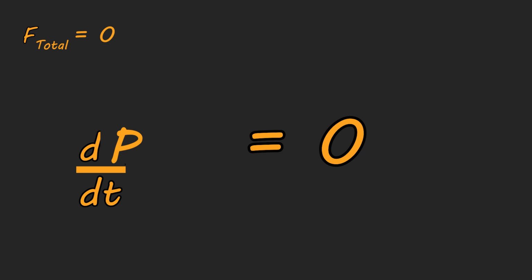Perfect. Now this formula is saying that the time derivative of momentum is equal to 0, which means that momentum doesn't change in time and therefore is conserved.